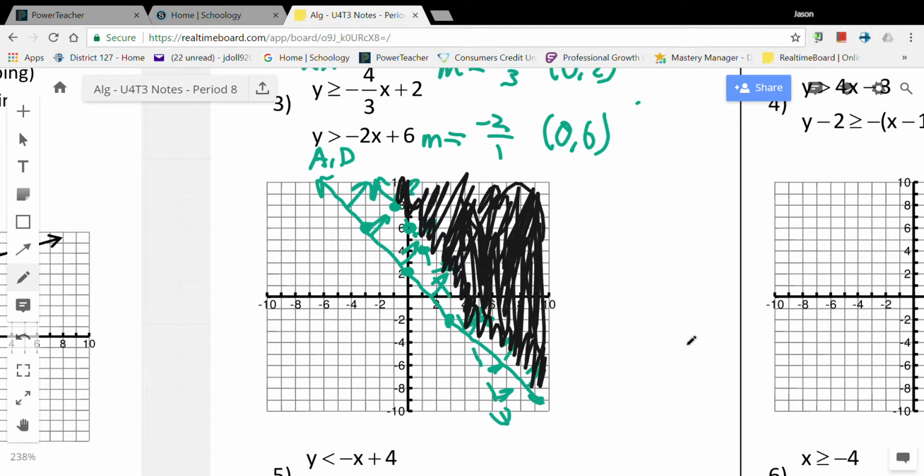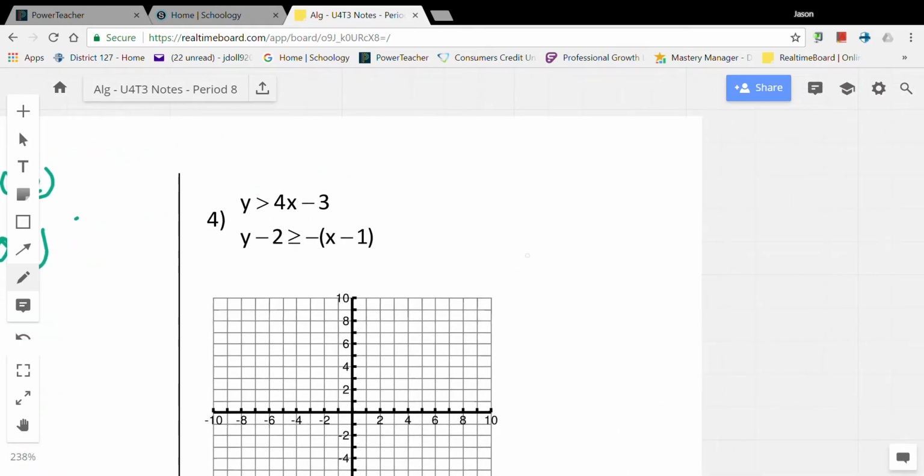All right, be careful when you're shading, you don't accidentally shade an extra region. It's really easy to start coloring and accidentally do this. Don't do this. Don't shade two regions because you can't have two regions that are intersecting. There can only be one intersecting region there.